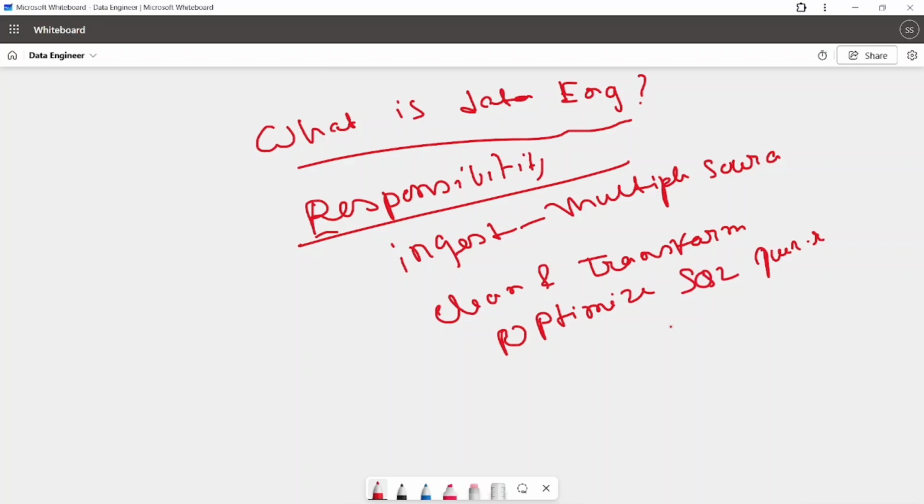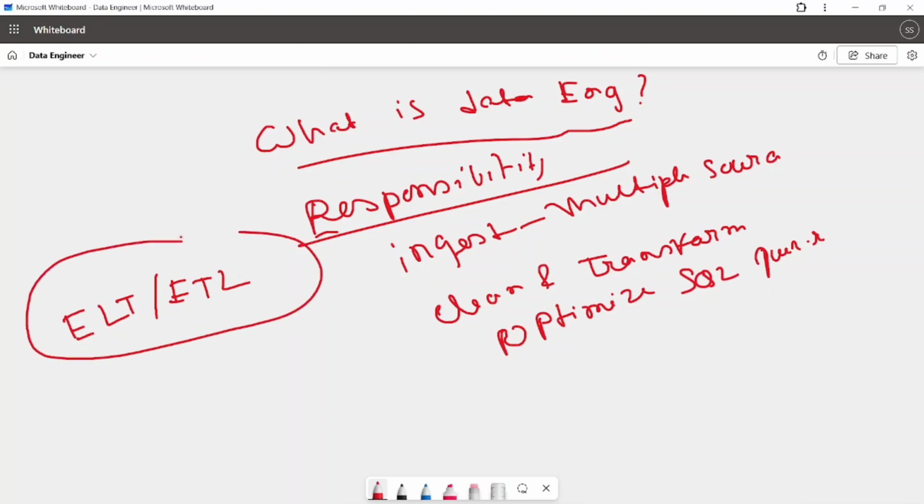So here we'll see now what is ELT. ELT is very important. There are two terms, ELT and ETL, both are the same, don't get confused. ETL means extract, transform and load. What do you extract? Read data from source systems. Transform means clean and modify data. Once you extract the data, we transform the data, then finally we load the data. That is called ETL.